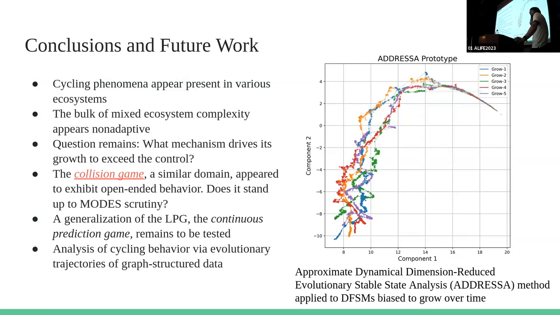There's another domain which I introduced at ALIFE last year, the collision game, which did appear to exhibit some open-ended growth that was resilient to adaptive pruning, but the MODES Toolbox is much more focused scrutiny. And so we want to see whether or not it stands up. We also have a generalization of the game, the continuous prediction game, which needs to be implemented and tested. And also the idea is to analyze the evolutionary trajectories.